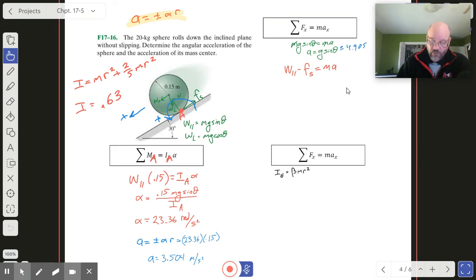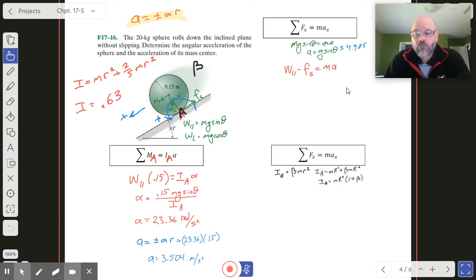Now, what I want to do is say, let's suppose we just make this some generic shape so that there's some beta that corresponds to its moment of inertia about its center of mass. So if we're offset, like we were in this problem, with some a, then what that means is we could write I sub A as mr squared plus beta mr squared, which is to say we can write the moment of inertia as mr squared times 1 plus beta.